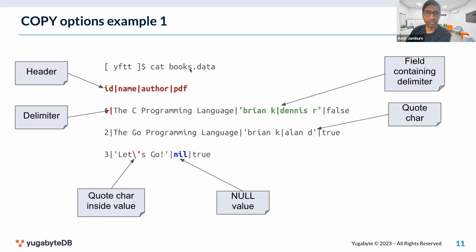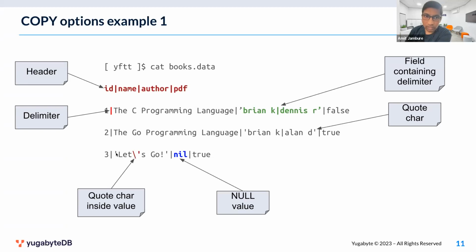Rather than just listing or explaining these arguments, let's take a look at an example file. Here I have one example books.data file. It has one header row. Then pipe. This is a CSV file, but pipe is used as the delimiter, not comma. Here is one value where the delimiter itself appears inside the value. In that case, we have to include this value inside single quotes. In some cases, it is also possible that double quotes are used for quotation.